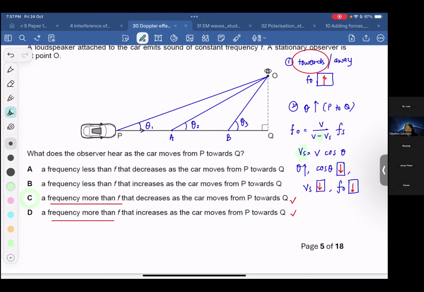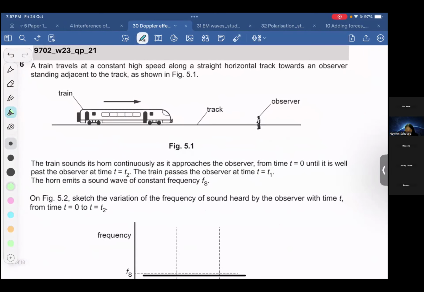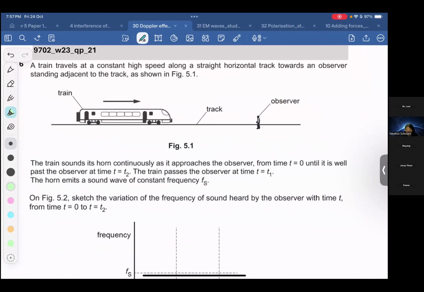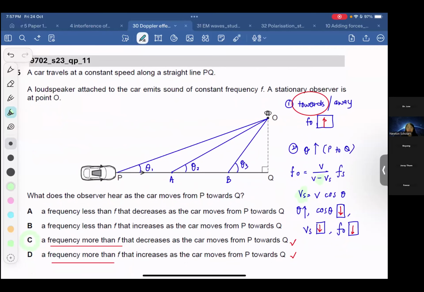Okay, so boys and girls, can you go to your page number 6? A train travels at a constant high speed along this one. I just go to the next page.